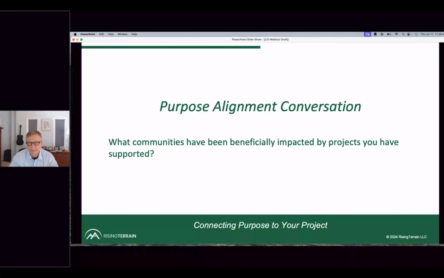Okay, we did have someone that wrote in an answer to your question. Tiny villages for homeless communities through community councils. Yeah.